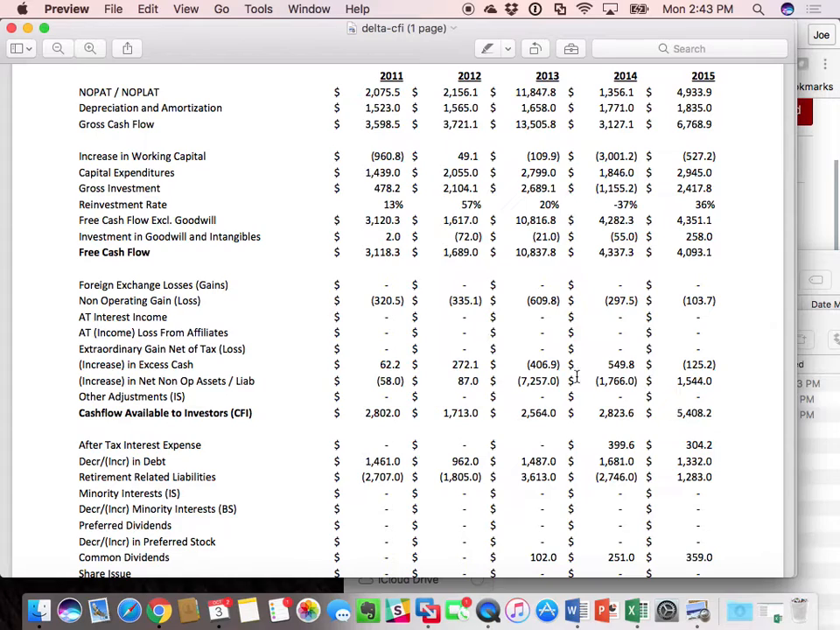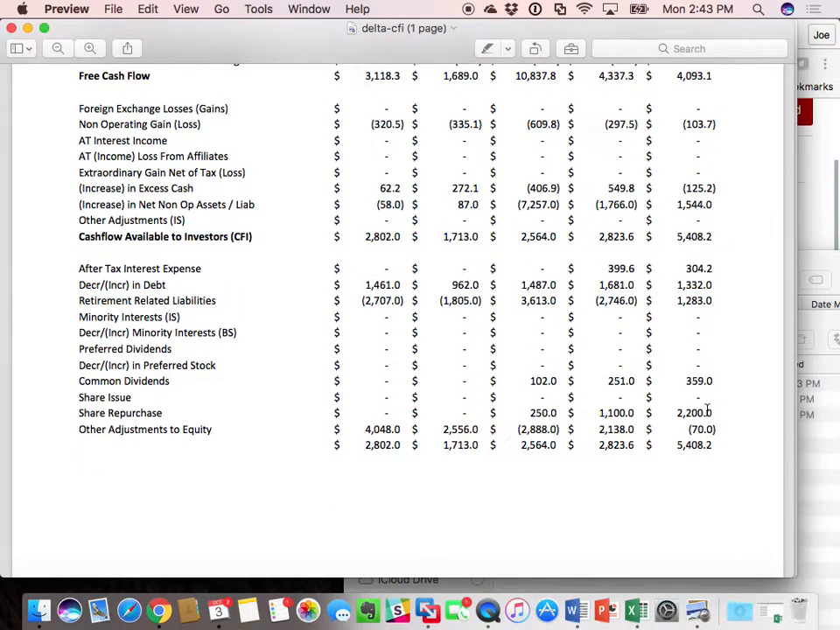Obviously, something really weird happened with these non-operating assets in 2013, which affected their CFI. But basically, the CFI went from $2 billion to $5 billion, mainly because of the big jump in cash profit between 14 and 15, because the NOPLAT went up because their margins went up. Okay, so what did they do with all this cash in 2015? What did they do with this $5.4 billion? Paid some interest expense, $300 million.